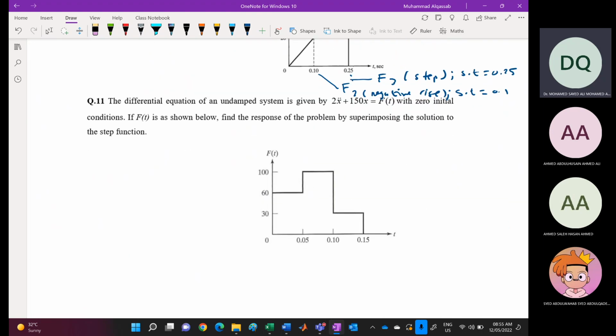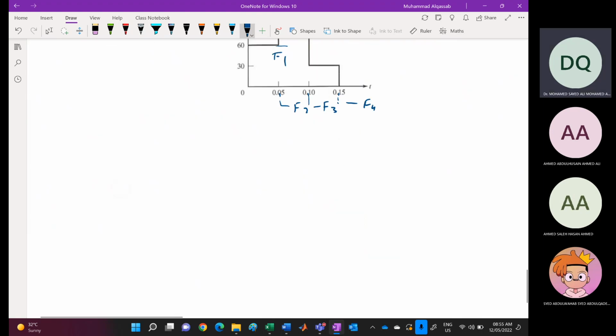And similarly, you can do this for question number 11, undamped system 2x double dot plus 150x equal f of t with zero initial conditions. All pieces are constant; there is no rise here. So you will find f1, f2, f3, f4, each starting at its own time, and f1 starting from 0. You'll find x1, x2, x3, x4, and then you will find the actual response. This is the final thing in this tutorial.